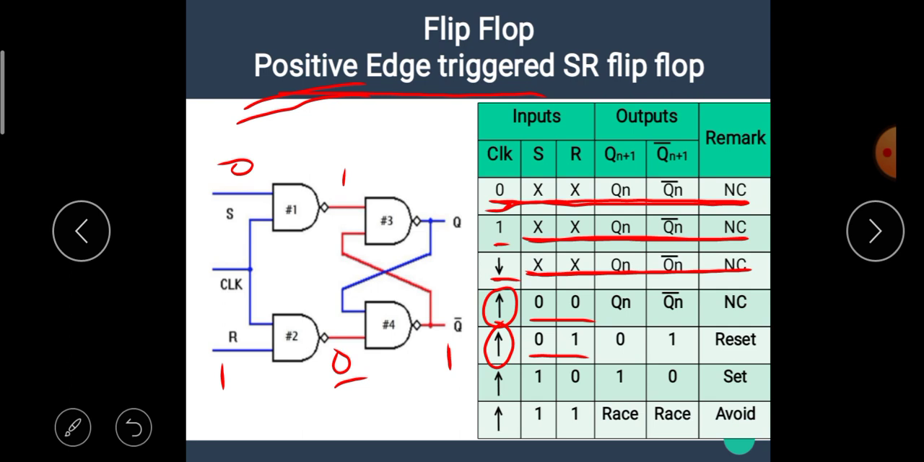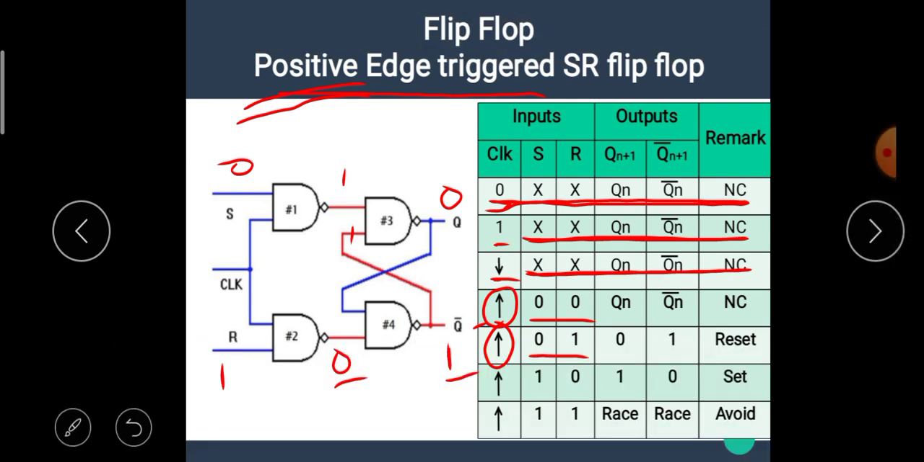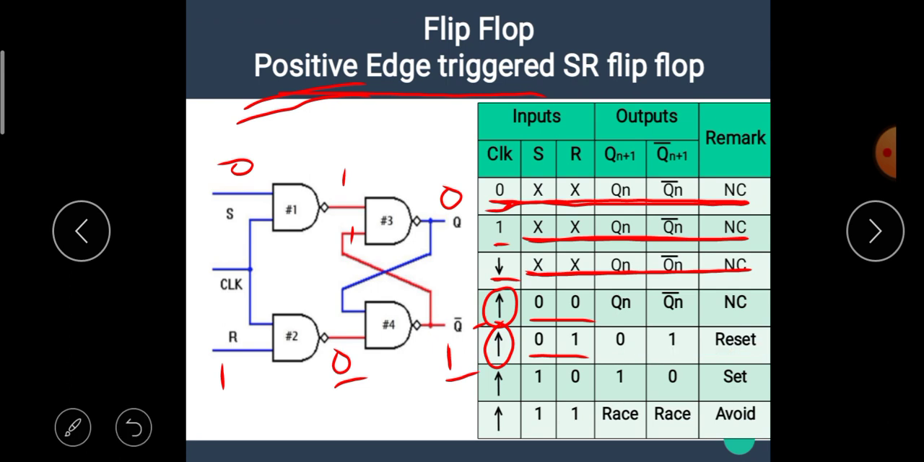This one is connected here, input of the NAND gate 3, and both inputs of the NAND gate 3 become 1, hence its output is 0. That means we get Q bar equal to 1 and Q equal to 0, hence we get 0 1, the reset condition. Okay, I hope you all understand this concept here.